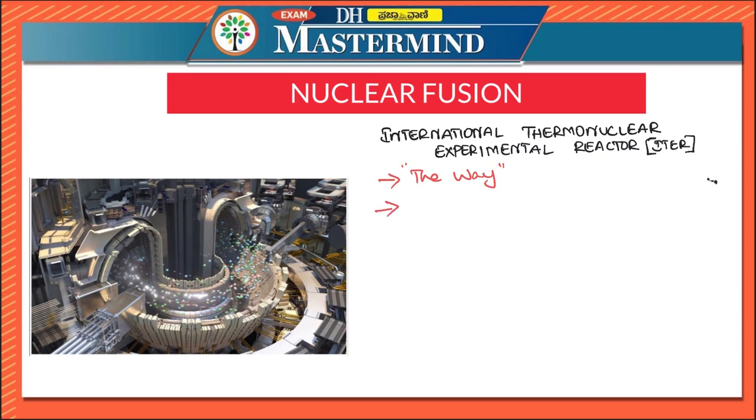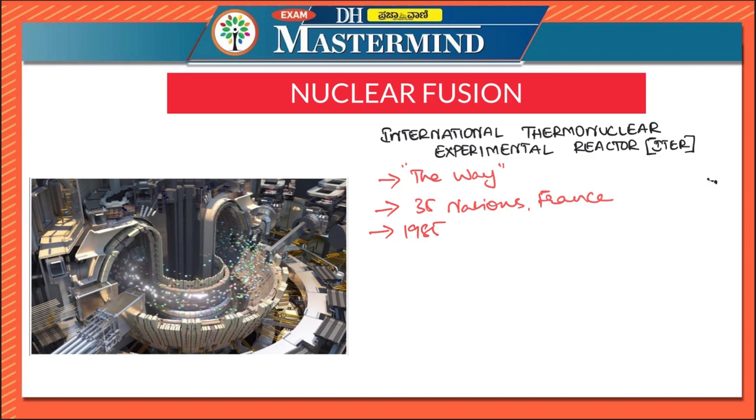The ITER project is a globe-spanning collaboration of 35 nations. It is located in France. It was launched in the year 1985 as a collaboration between 35 nations, and it is located in France.